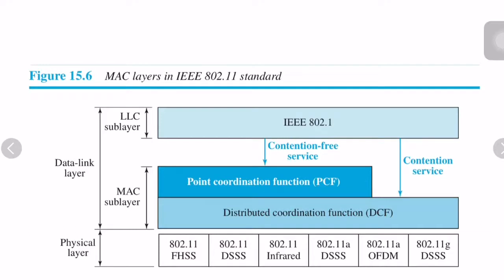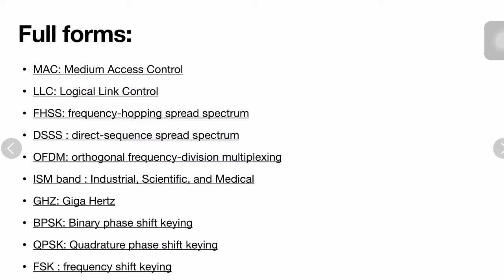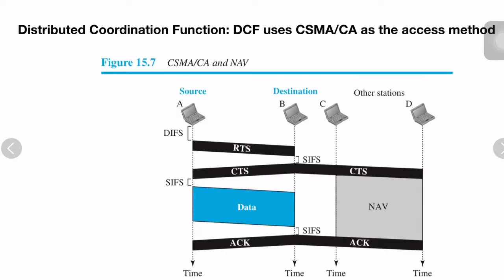According to IEEE 802.11 standard, this MAC sublayer has two layers again, that is the distributed coordination function DCF and point coordination function, that is PCF. Note these full forms. DCF uses CSMA-CA methodology. As you see in the diagram, this you have already studied in the previous module.